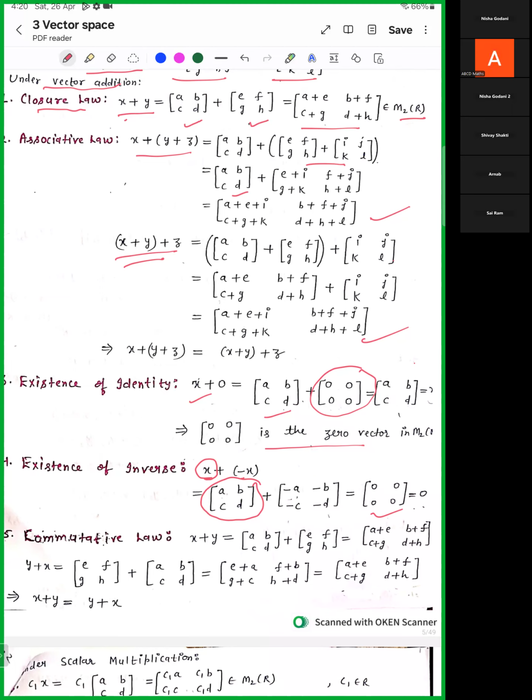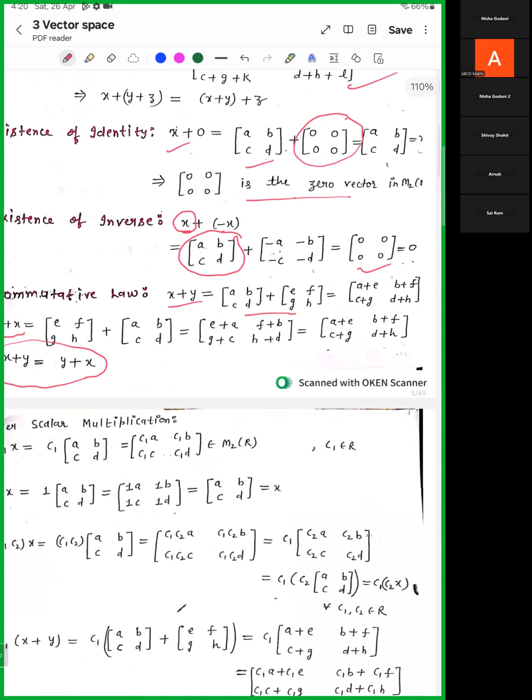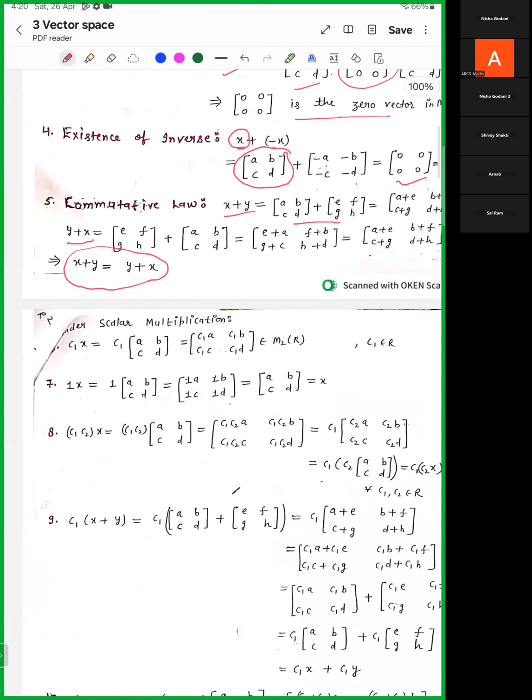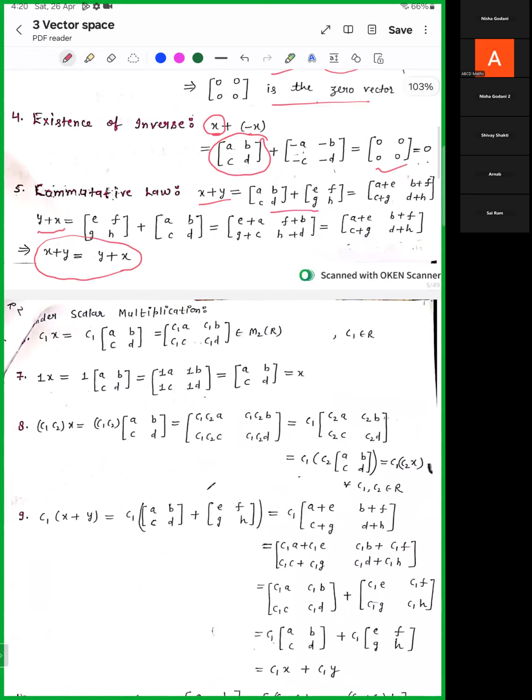Okay, then commutative law means if you add two matrices X and Y, or you add Y plus X, both have same value. Okay, so order does not change the value, order does not matter. So X plus Y is same as Y plus X. Okay, so these axioms hold here for vector addition in case of this example of matrices.